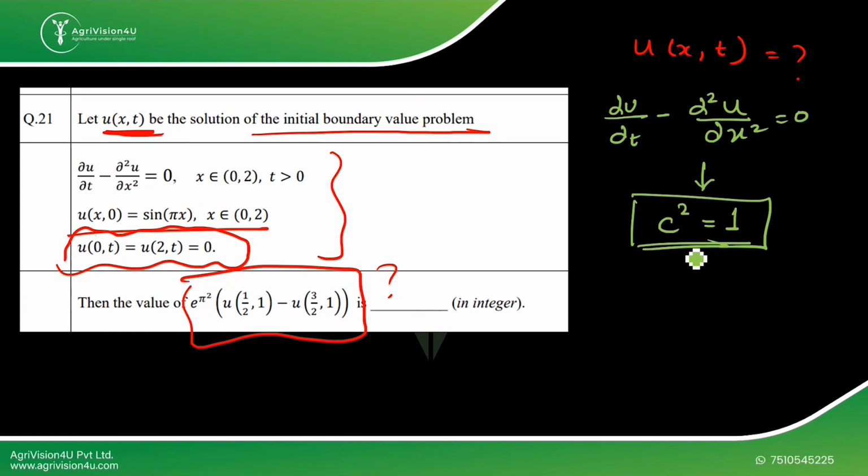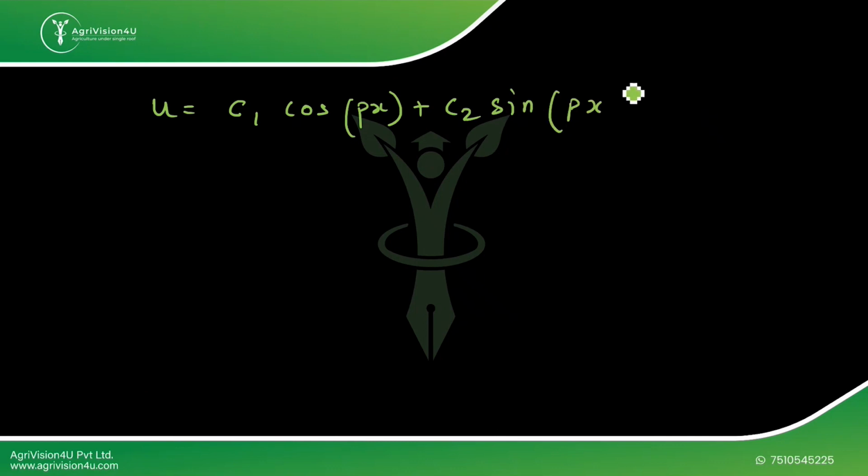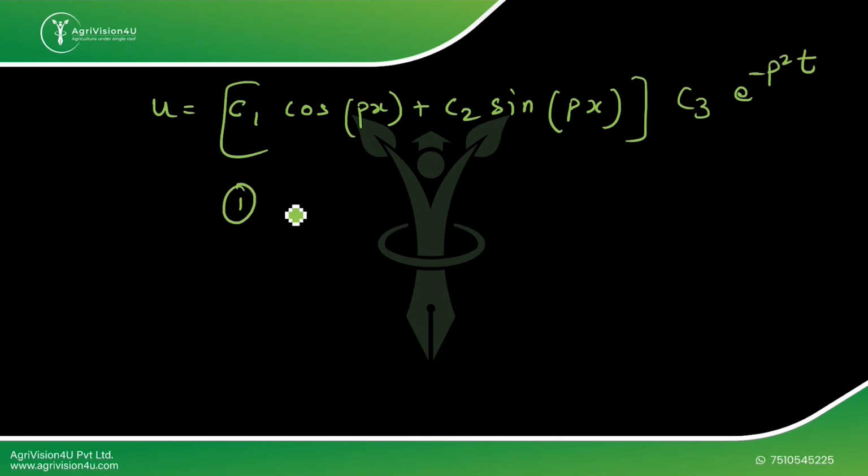So now if you start solving this, you know that first of all, you have to write the general solution for this. It will be u is equal to some constant c1 cos px plus c2 sin px, right? Then it is multiplied with another constant, let's suppose c3, e to the power minus p square t, right? Now what you have to do, you have to put the first boundary condition. What is the first boundary condition? That is u(0, t). Now you have to put the x value as 0 and t as t, right? And that is equal to 0.